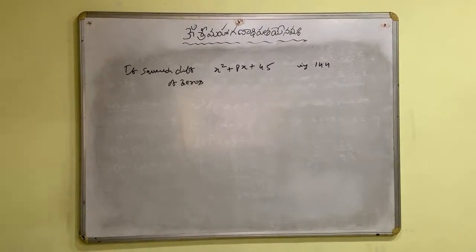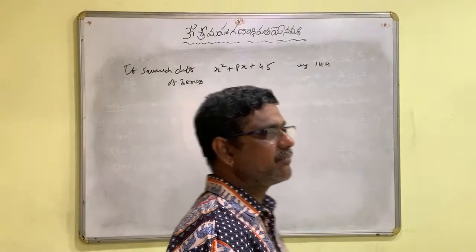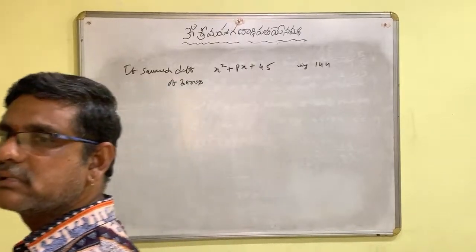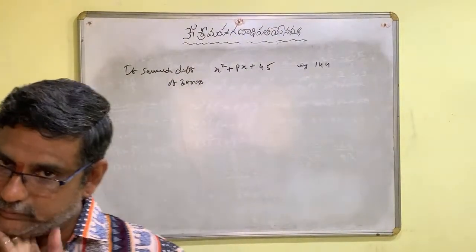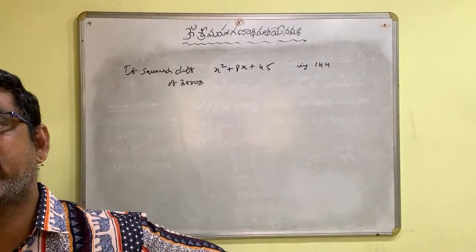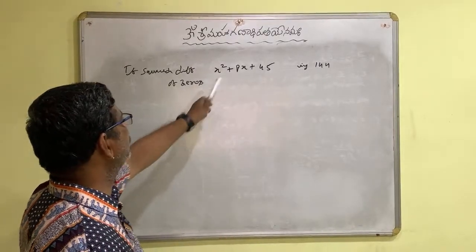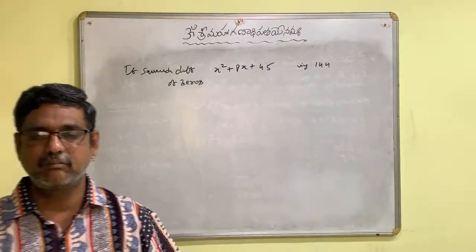Once again I am reading out the question. If the squared difference of the zeros of a quadratic polynomial x square plus px plus 45 is equal to 144, find the value of p. What is the meaning of squared difference? Anyone? If the squared difference of zeros of this polynomial is 144, find the value of p.